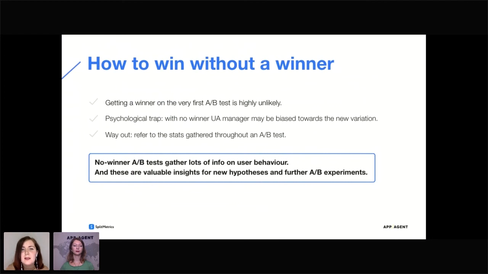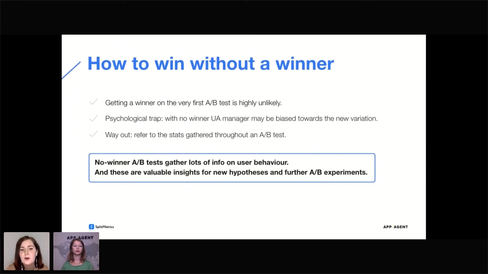Moreover, we've seen many clients who are getting into a curious psychological trap. You see, when they don't get a winner, they may be biased towards the new variation just because they invested time and resources into the design. But the new design is not necessarily better. So to exclude this psychological trap, we suggest referring to the stats gathered throughout an A/B test. No winner tests don't give you the winning variation, but they give you a lot of information and insights. And these are valuable insights for new hypotheses and further A/B testing experiments.